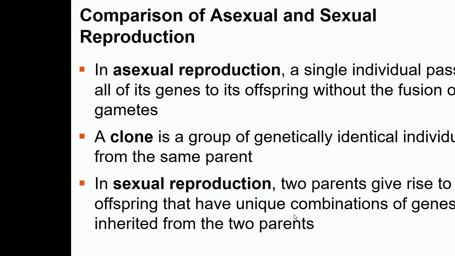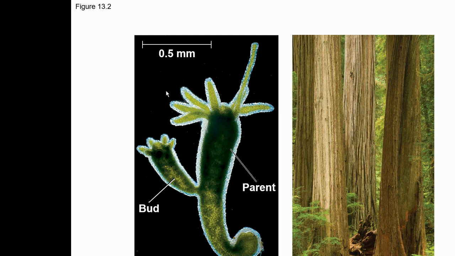Now we need to know the difference between asexual and sexual reproduction. Asexual reproduction does not involve the fusion of gametes, or sex cells. It is basically a single individual passing all its genes to its offspring. In sexual reproduction, there is involvement of 2 parents and a fusion of the 2 gametes. This is an animal called hydra. The hydra produces one bud and this bud then separates. This is asexual reproduction because there is no involvement of gametes. These trees also undergo asexual reproduction.